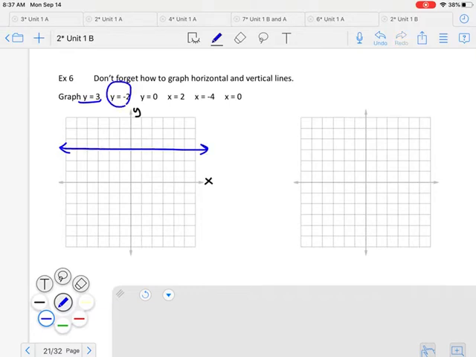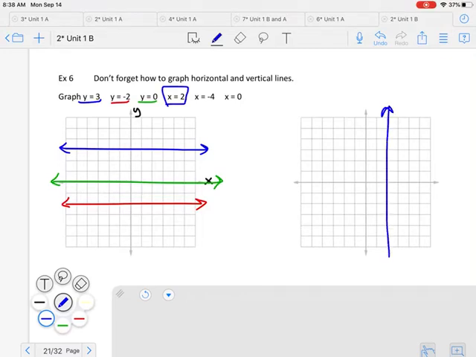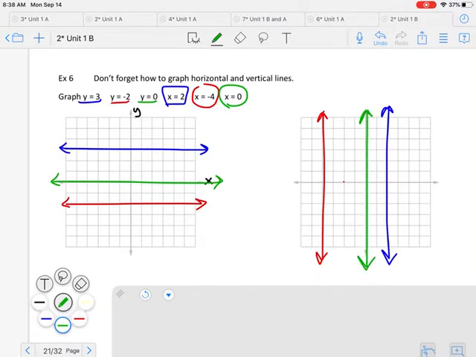Y equals negative 2. I should do different colors here. Horizontal line through negative 2. Y equals 0. Horizontal line through 0. And x's would be crossing the x-axis. X equals 2. Vertical line through positive 2. X equals negative 4. Vertical through negative 4. X equals 0. Vertical through 0.